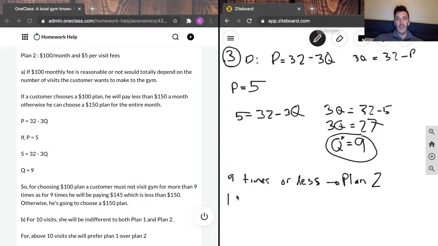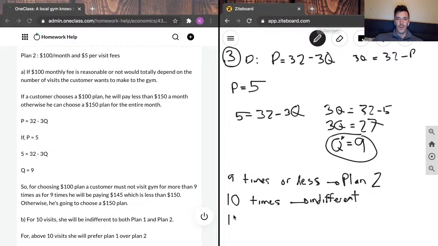If he or she goes 10 times, they're going to be indifferent between plan 1 and plan 2, because plan 1 would cost $150, the flat rate, and plan 2 would cost $100 plus $5 a visit times 10 visits, which would also equal $150.